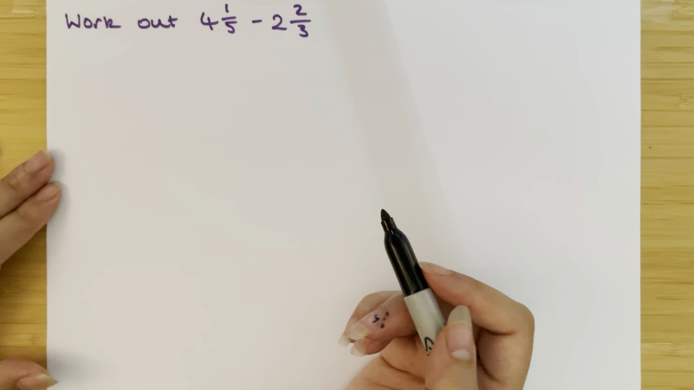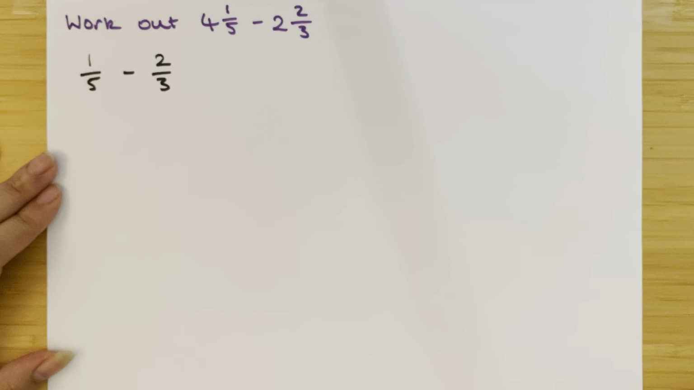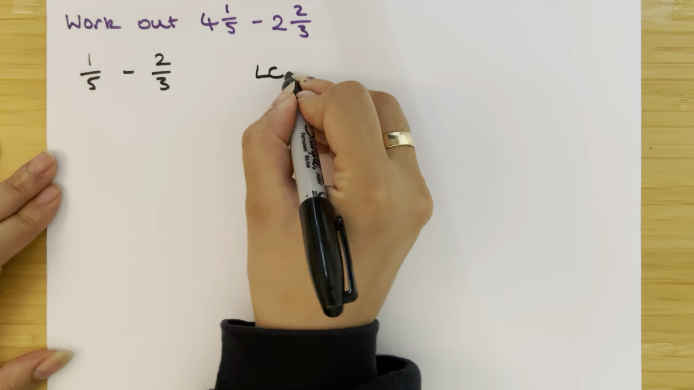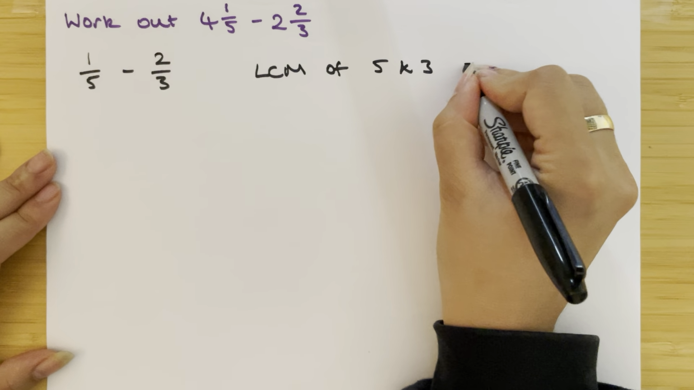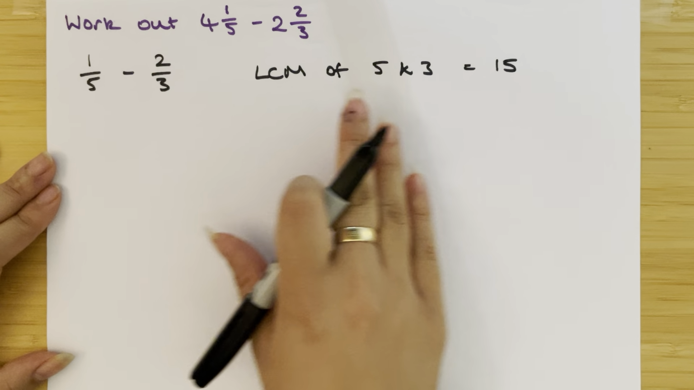First of all, we need to convert these into having the same denominator, and we look at the lowest common multiple of 5 and 3. There'll be a link to how to work out the lowest common multiple of any two numbers, but for ones where these are prime, the lowest common multiple is just going to be these multiplied together. So the lowest common multiple of these is 15.